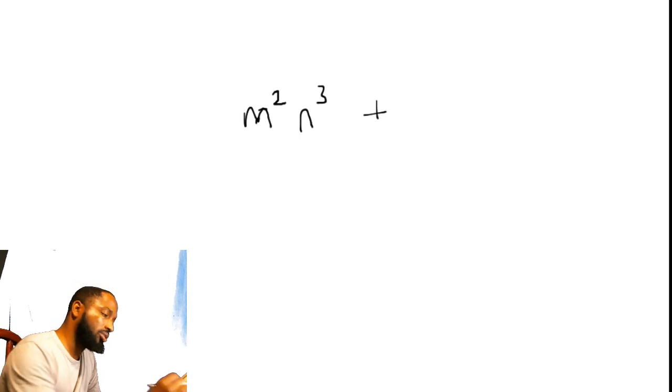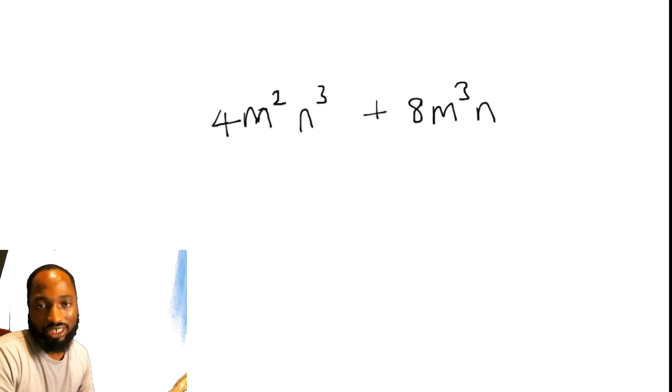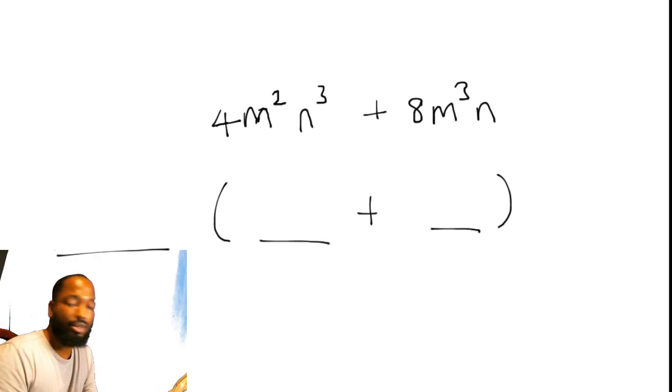Let's try our next one. Let's see if I have 4m squared n plus 8m cubed n. If I have this situation taking place, can anyone tell me what the answer is going to be? Something goes there, here, and here. What is this going to be?